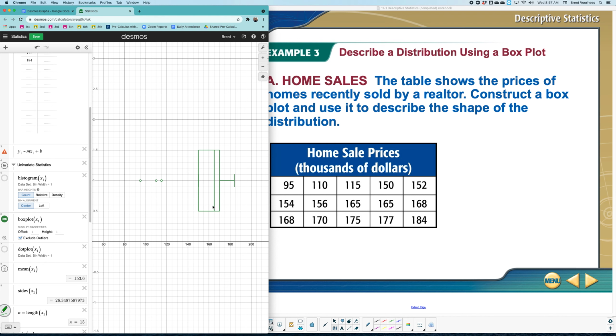Why? Because the median is not in the middle of the interquartile range here. The median is shifted to the right. So this is still left skewed.